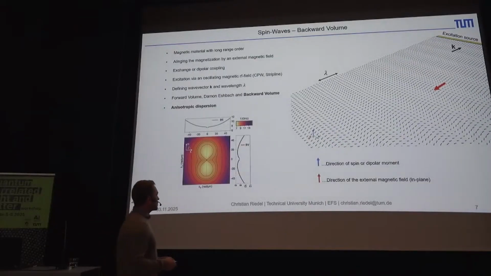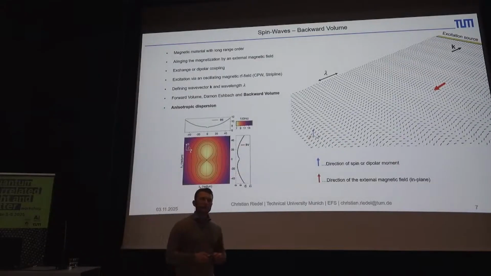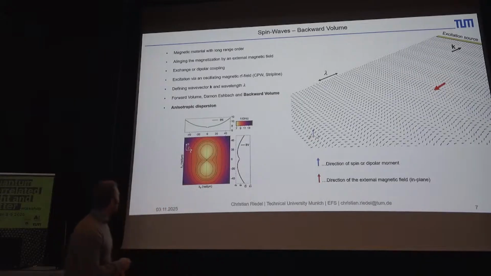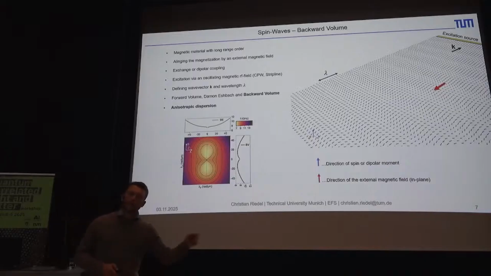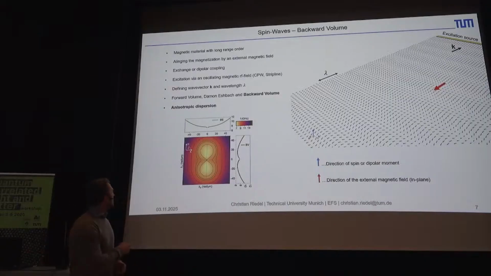So the two modes I showed you before, with the in-plane magnetization, actually show anisotropic behavior, meaning that if you are looking at the dispersion relation for a given external magnetic field, for this spin wave, it strongly depends on whether they propagate in the x direction or in the y direction with respect to the external magnetic field and the k vector.